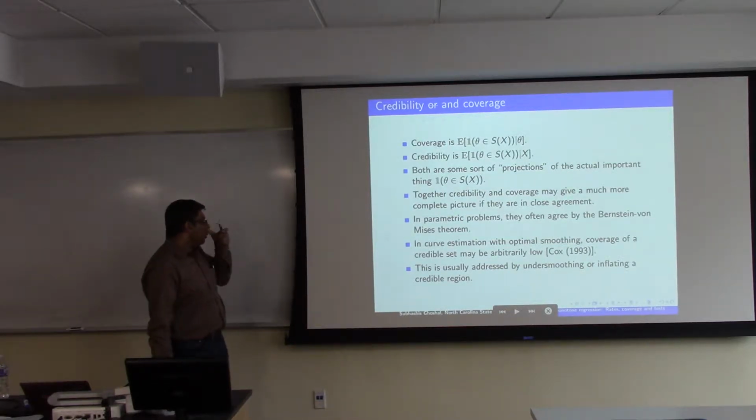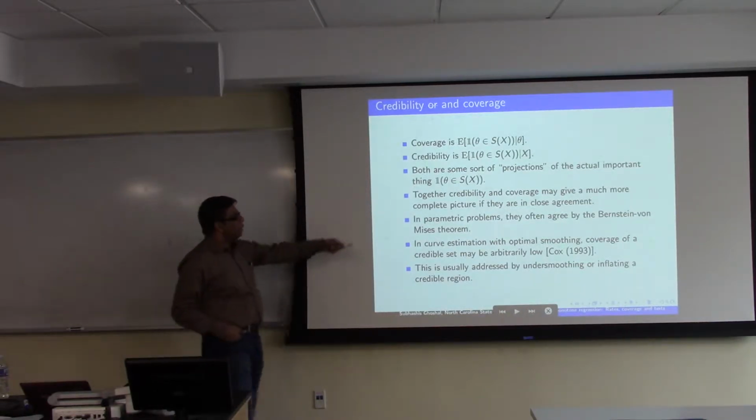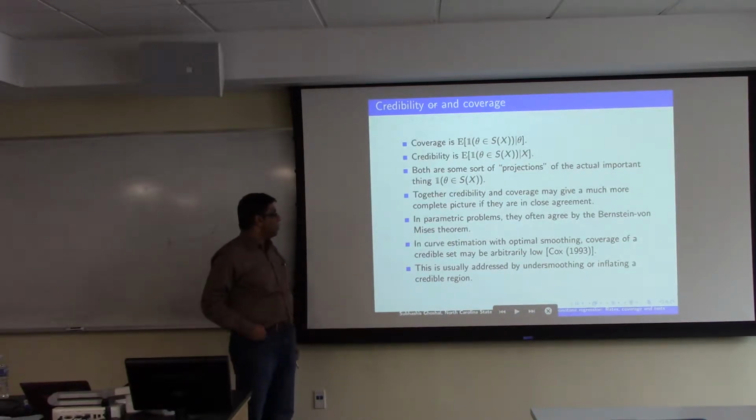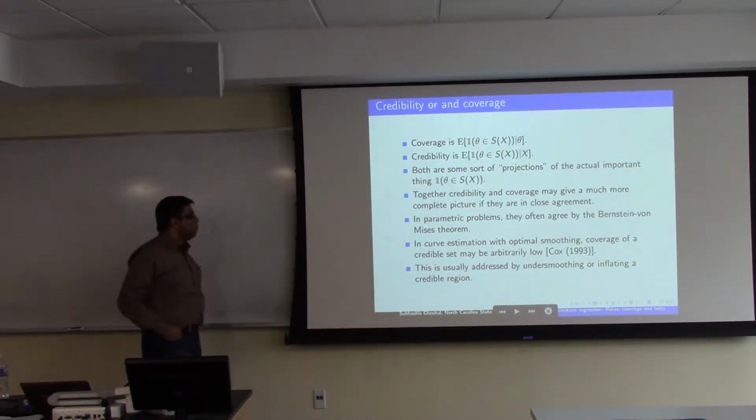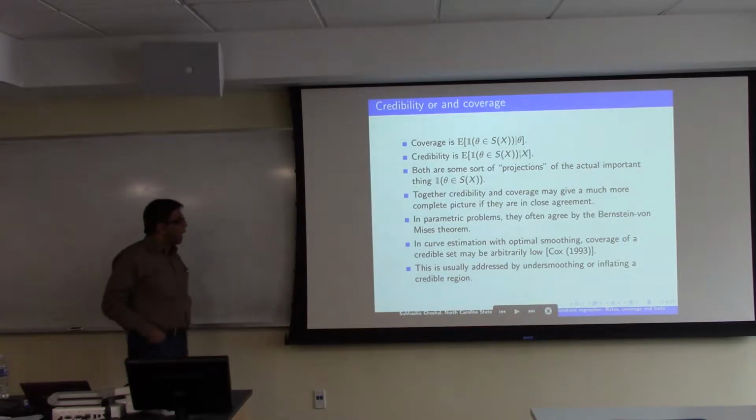But if they are close, then you have something really good, because you have agreement between Bayesian and frequentist, and they kind of strengthen each other, confirm each other, like endorse each other's evaluation. So that's always good. And in parametric problems, this happens by this celebrated theorem known as the Bernstein-von Mises theorem, which is also asymptotic normality of the posterior distribution.